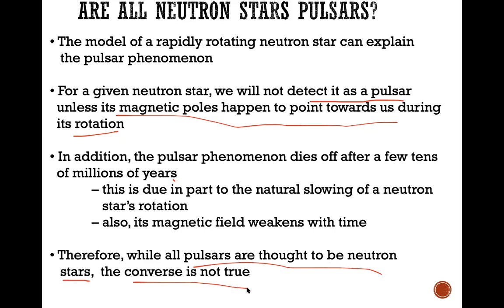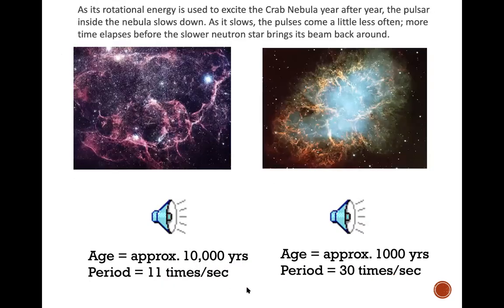Once again, you will detect a neutron star as a pulsar only if its magnetic field is directed towards us, and also it has to rotate rapidly, right? Both of these conditions have to be satisfied for a neutron star to be detected as a pulsar, which means all the pulsars you detect should be neutron stars. But there can be neutron stars that you cannot detect as pulsars, right? That's why I have mentioned that the converse is not true.